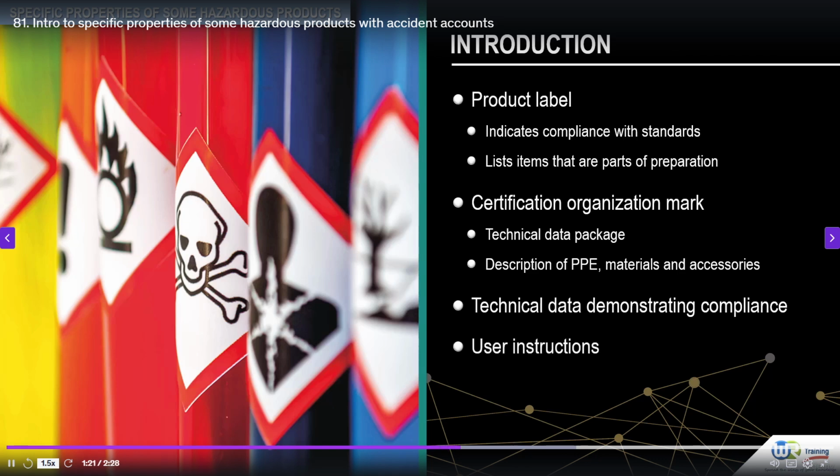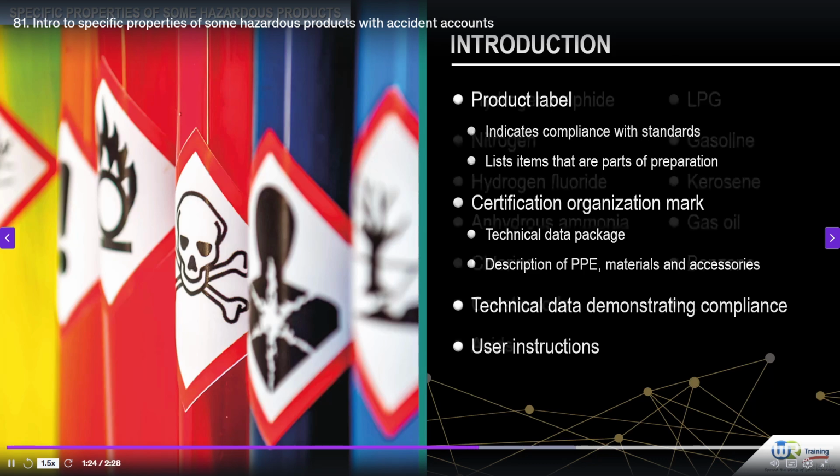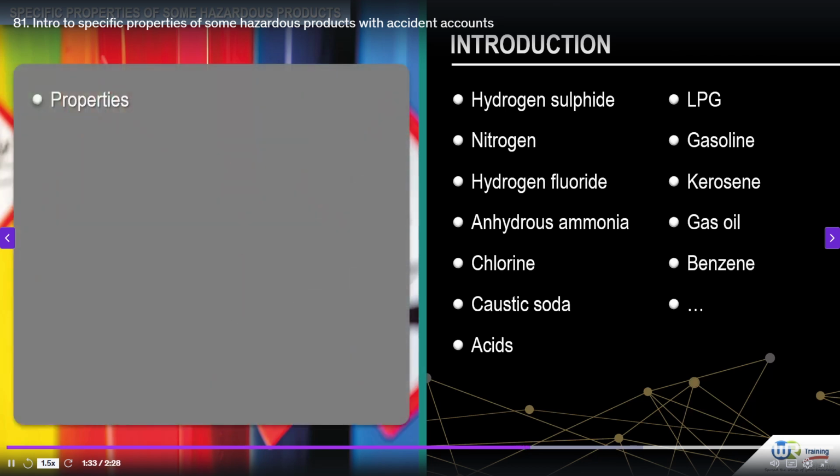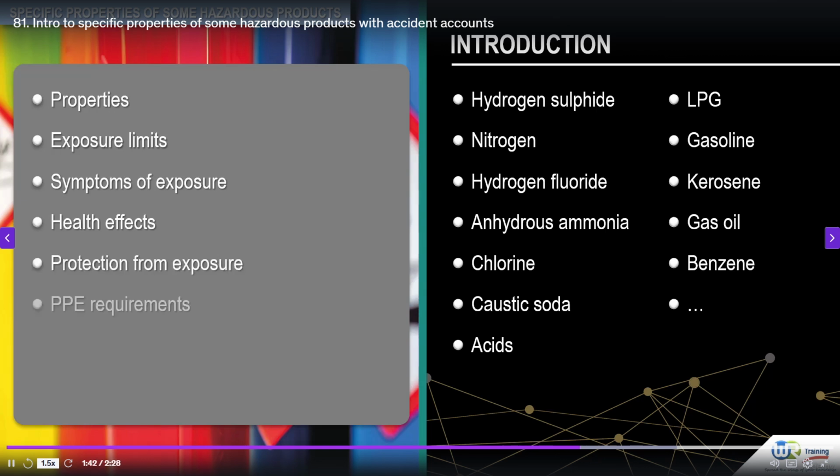Now, the hazardous chemicals that will be discussed in this section are shown on screen. For each substance, we will discuss its properties, exposure limits, symptoms of exposure, health effects, protection from exposure, PPE requirements, and what to do in case of exposure, leak, or fire. In addition, we will provide numerous real-life accident examples.